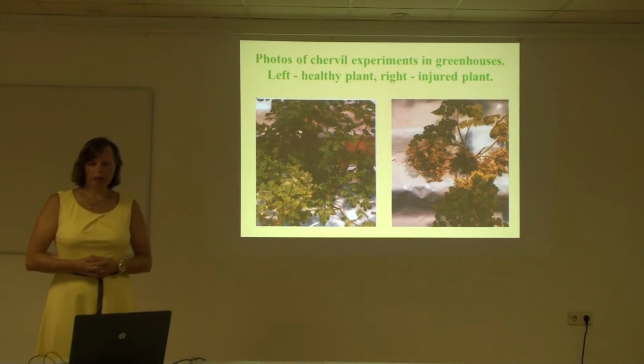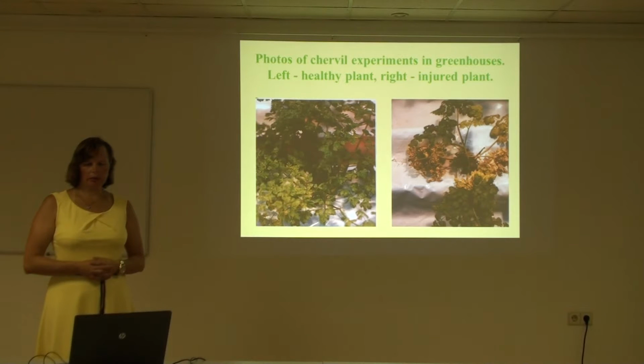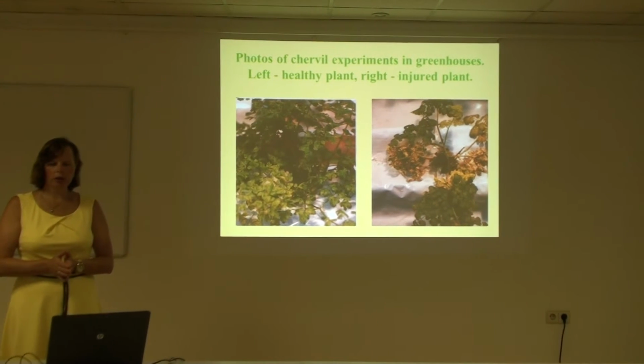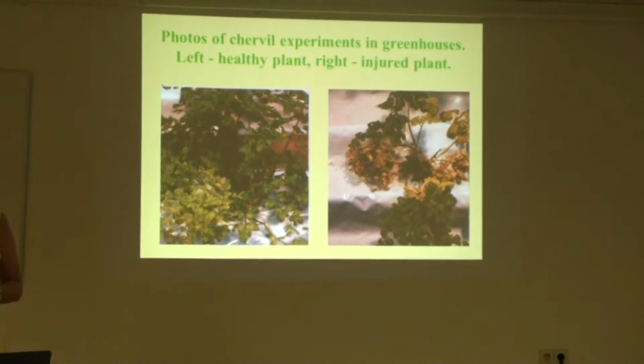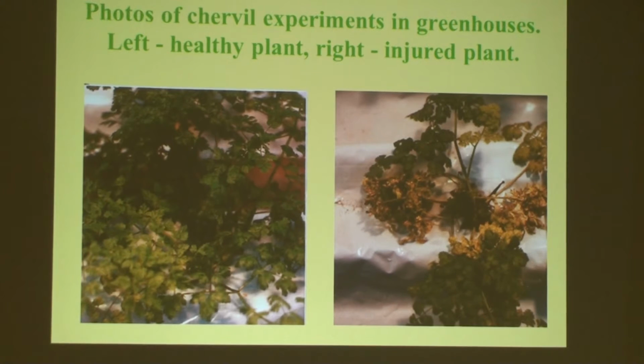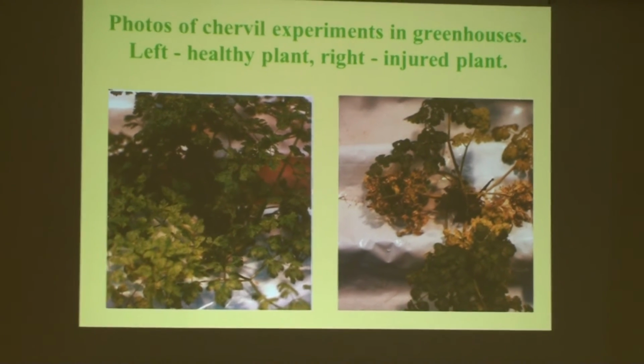Photos of chervil experiments in greenhouses. Left, healthy plant; right, injured plant. You can see on the right photo how tipburn injury looks on chervil, so that young leaves can totally die of this injury.